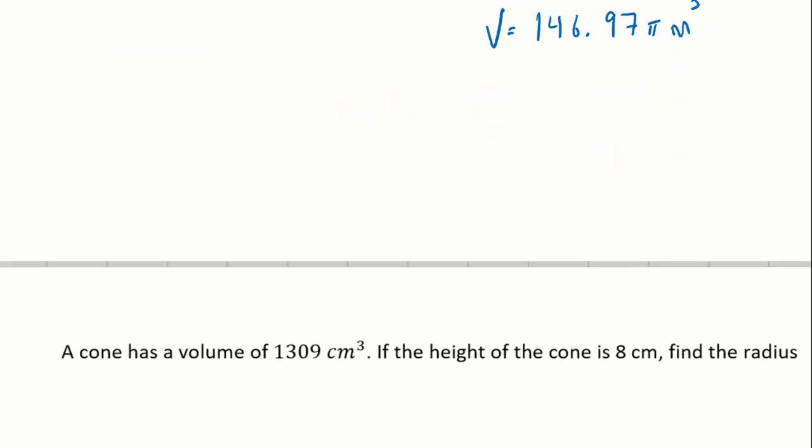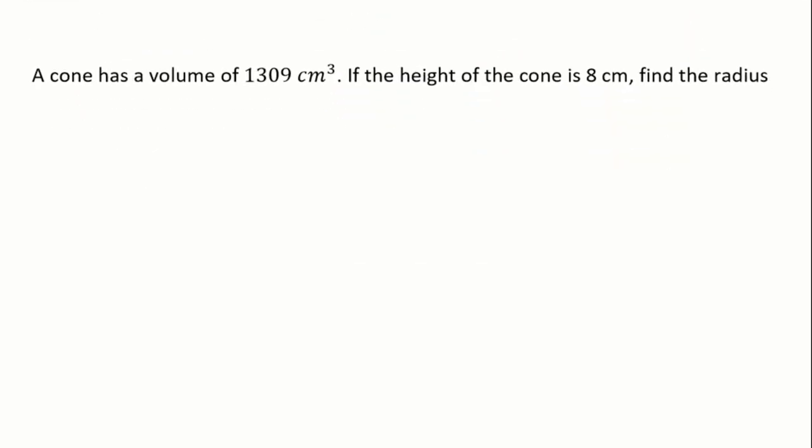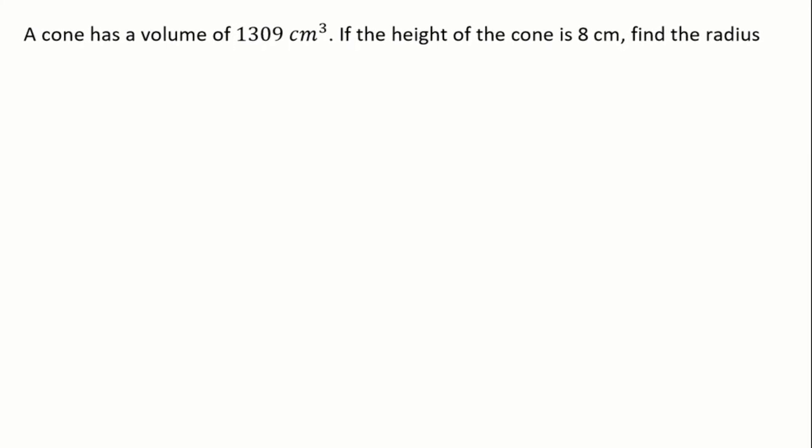And so we're going to take a look at one last problem. So this says, and now this is an application problem. It says a cone has a volume, so they're already giving me what the volume is, of 1,309 centimeters cubed. If the height, so I know the height of the cone is 8, find the radius. So we're looking here for r. So if I have my volume formula, my 1/3 pi radius squared times height, I know the height, I know the volume, I'm going to have to look for the radius.